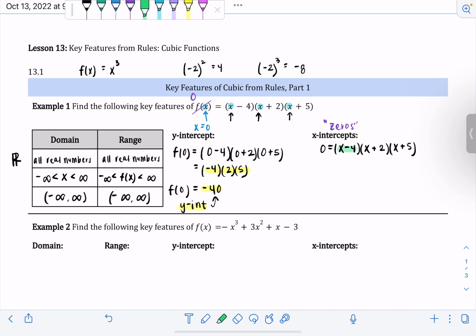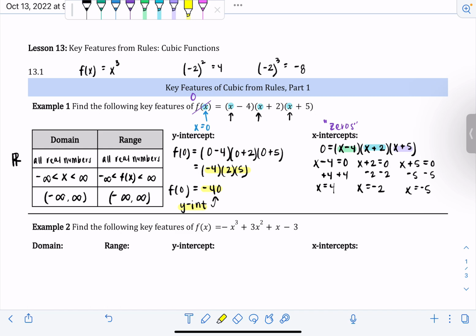So one factor is x minus 4, set that equal to 0. And then x plus 2, set that equal to 0. And then the last one, x plus 5, set that equal to 0, and then use inverse operations to get x by itself. So add 4, one x-intercept is going to be at 4, and then subtract 2, one will be at x equals negative 2, and then subtract 5, one will be at x equals negative 5.